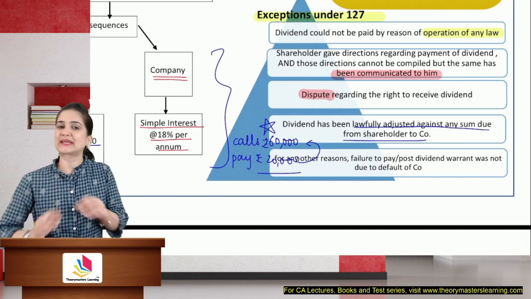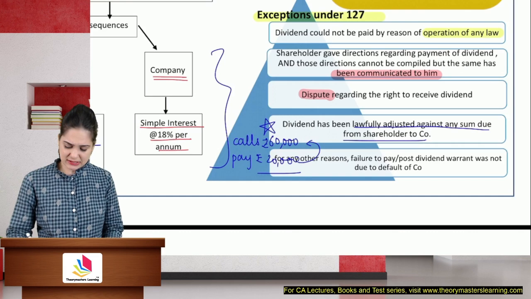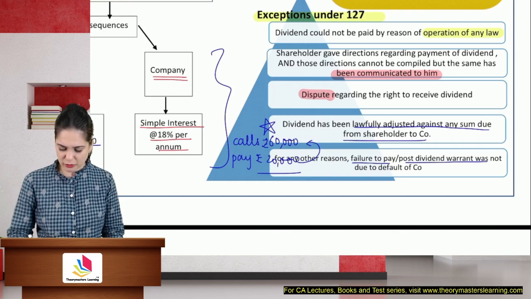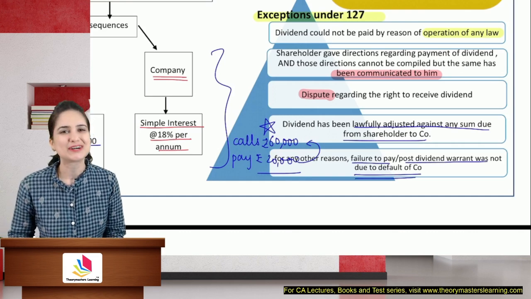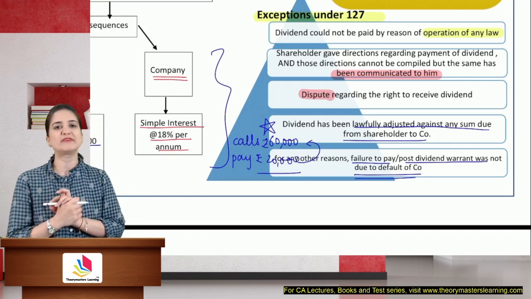Any sum due means it can be anything. I just took an example of call. For any other reasons, the inability to pay or post dividend warrant was not due to fault of the company. So it was not the fault of the company that they could not pay. In these circumstances, the company will not be liable.